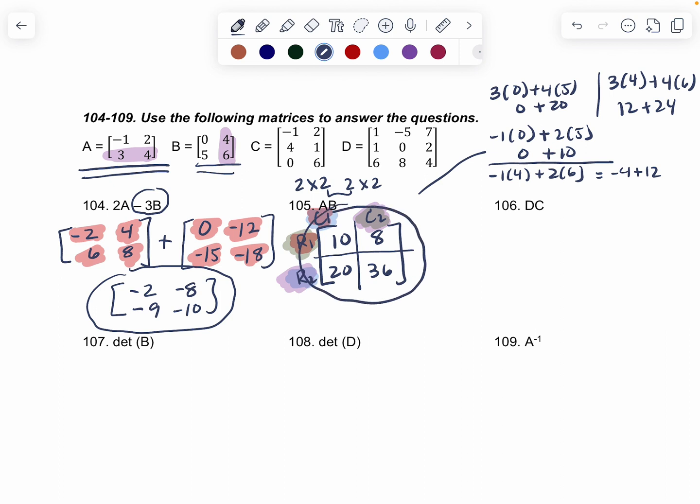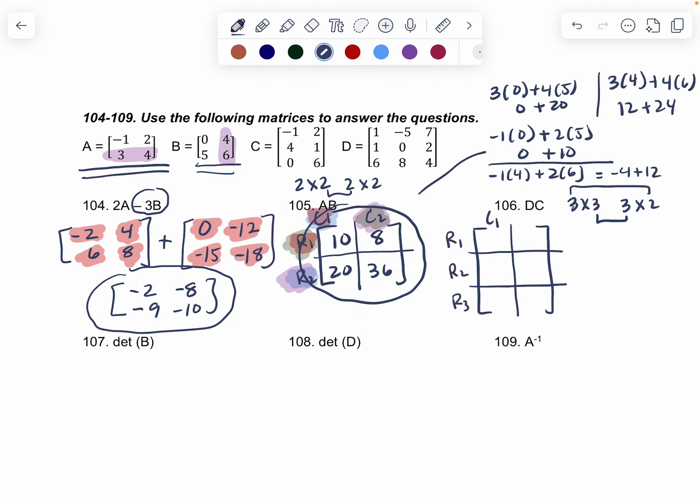Now let's see if we can multiply D times C, so for 106. Matrix D is a 3 by 3, and matrix C is a 3 by 2. So sadly, yes, we can multiply these together, and the resulting matrix is going to be a 3 by 2. So let's draw a 3 by 2. Again, you have row 1, row 2, row 3, and then column 1, column 2.